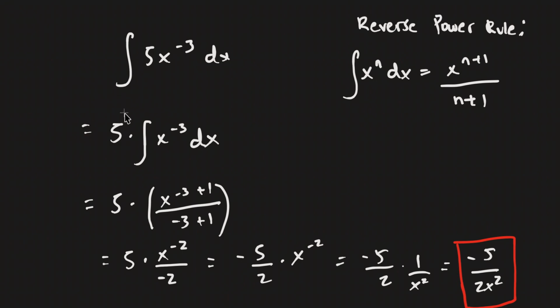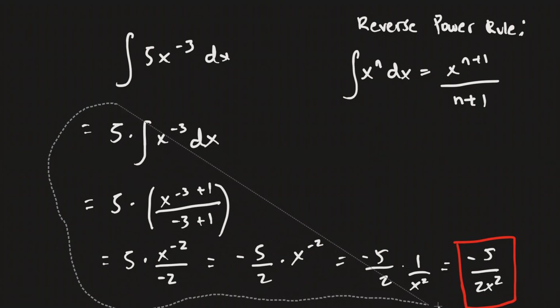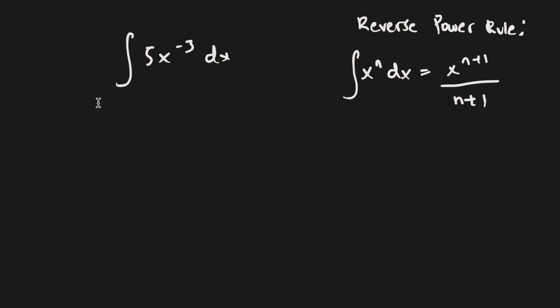So let's do one more example. Let's say that I had, instead of 5x to the negative third, 3 over x to the third power. How would I do this? The integral of 3 over x to the third power dx. Believe it or not, I would still use the reverse power rule. So this would equal the integral of 3 times x to the negative third power dx.